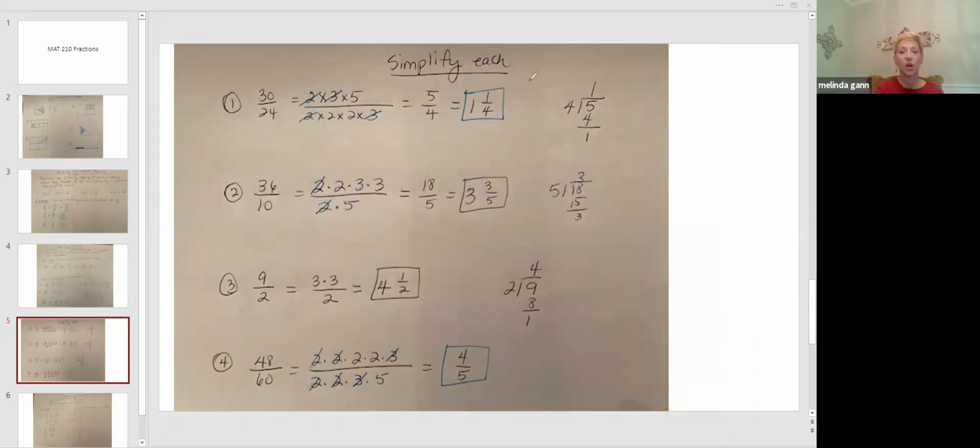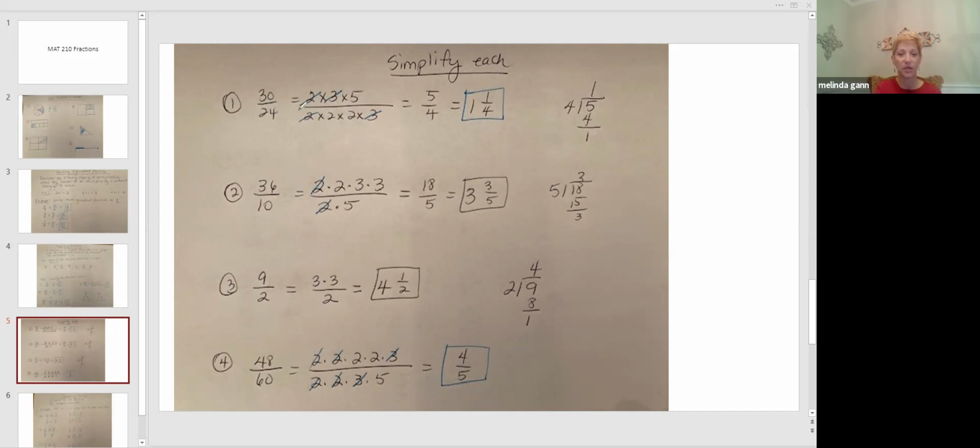All right, so look what we've got. I did 30 divided by 24. Now, where did I get 2 times 3 times 5? I did a factor tree on scratchwork. So if you do a factor tree for 30, you should get 2 times 3 times 5. If you do a factor tree for 24, you should get 2 times 2 times 2 times 3. So you can freeze the video and do a factor tree and check and make sure that I'm right. Okay. And then I divide them out.